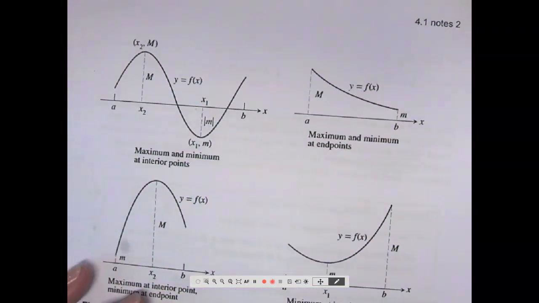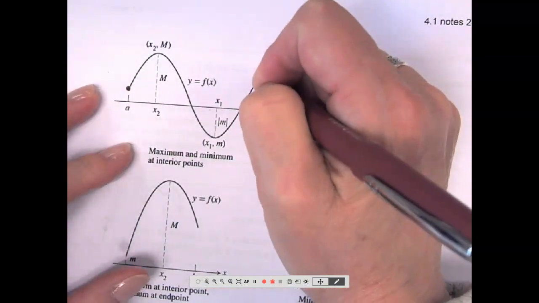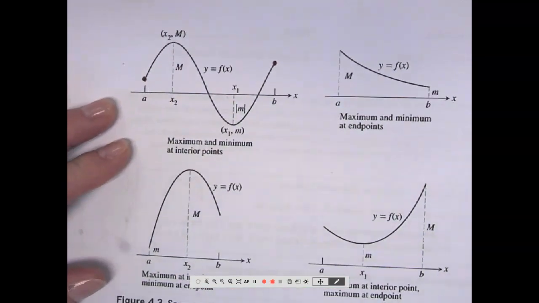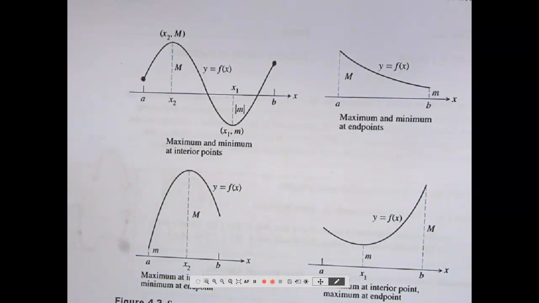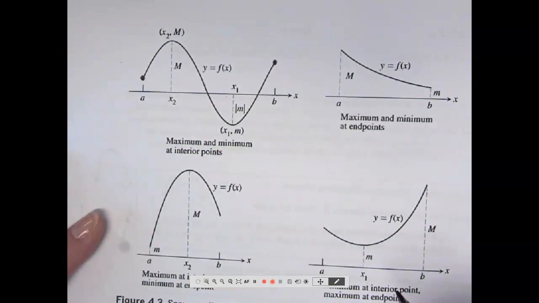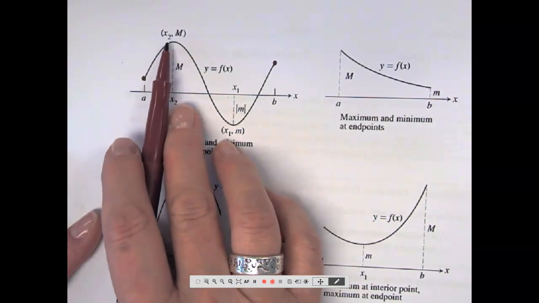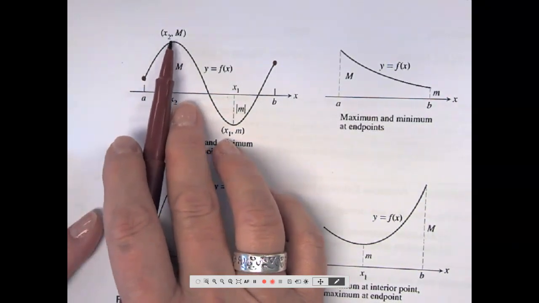All right, so looking at these four graphs that we're looking at, they have definite stopping points, so we can put little dots there to remind us that these are not continuing on, so the domain is not all reals. This one has a maximum and a minimum at interior points. That just means not the endpoints. That would be a relative or absolute max there.